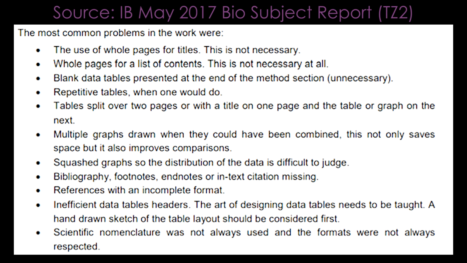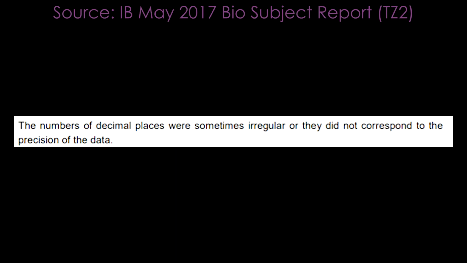Finally, the IB also mentioned that the number of decimal places were sometimes irregular or they did not correspond to the precision of the data. Again, this just comes back to the point that you have to be consistent with your significant figures throughout your entire IA, and especially in chemistry, this will be under scrutiny and you should really pay attention to that.